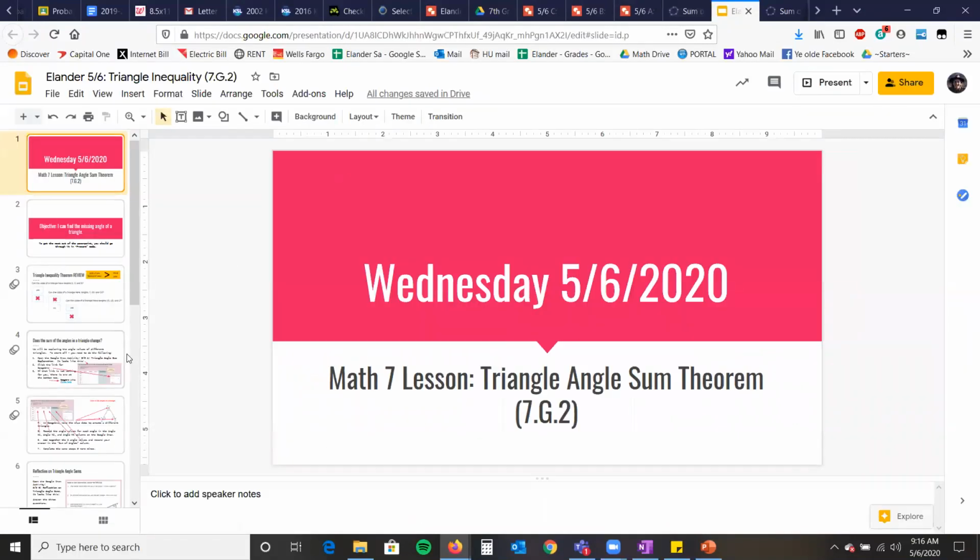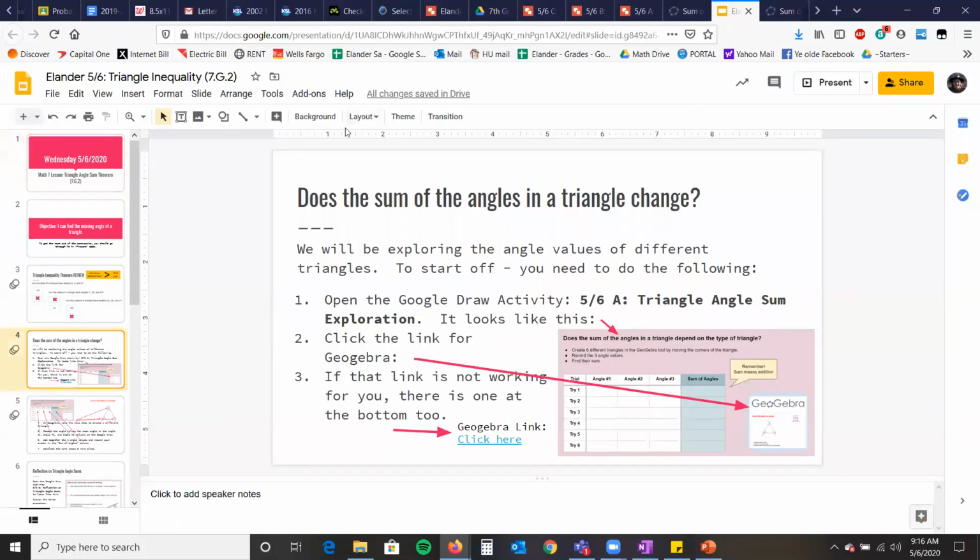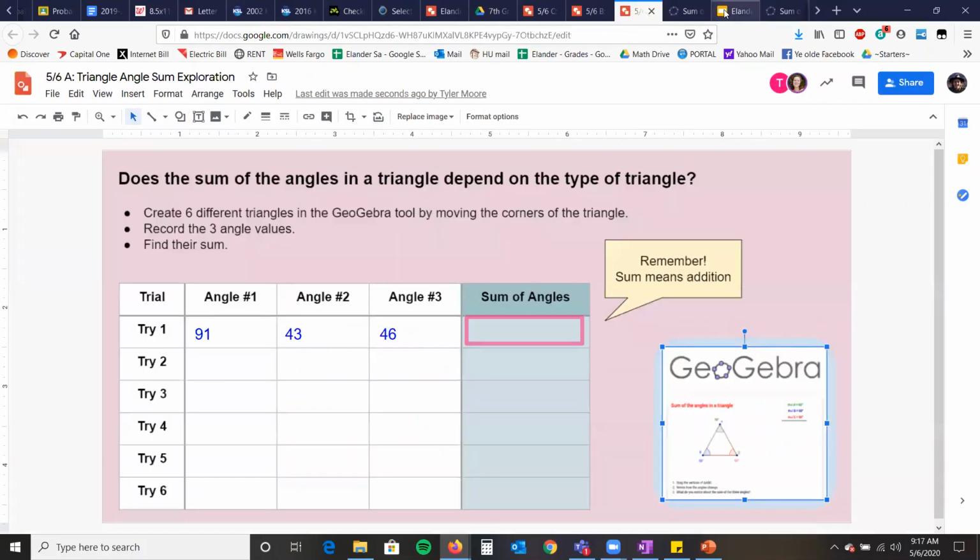Next you'll hop back to this page on the Google Draw. You're going to make 6 different triangles. Obviously, each one has 3 angles. You'll put the 3 different angles of the triangle in this chart and then put the sum of the angles. So if I made a triangle and I had an angle 1 of 91, angle 2 of 43, and angle 3 of 46, then I would add all those up and put my answer over here.